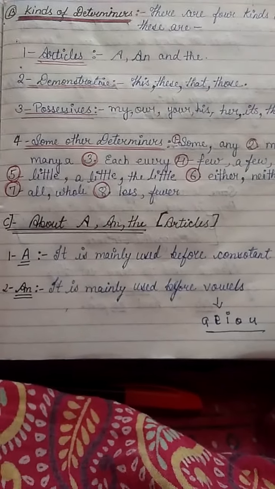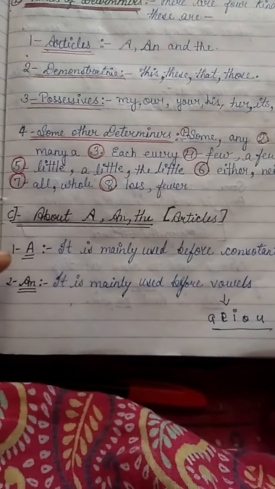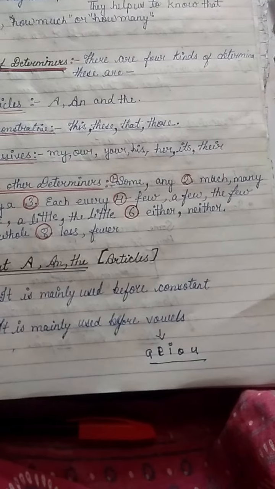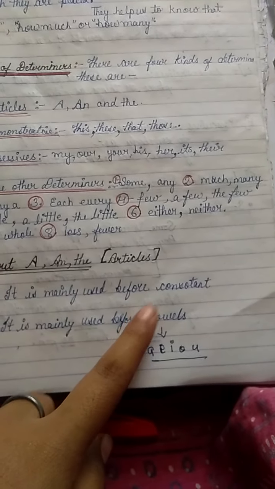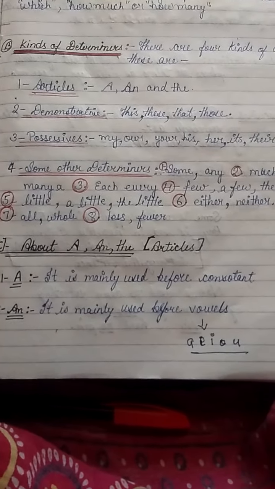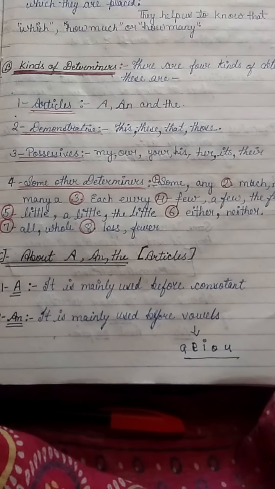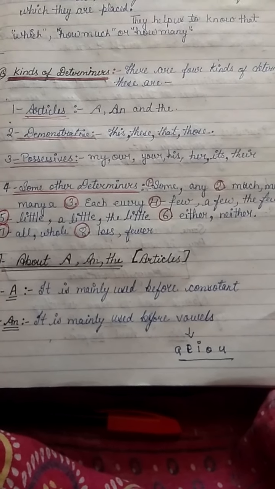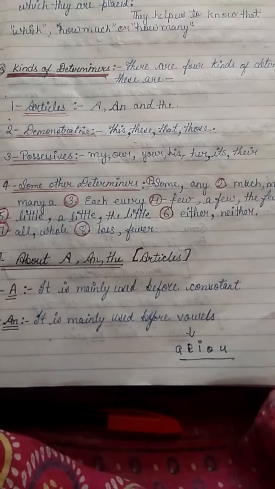Now we are going to study about the articles a, an and the. So first of all, before telling about these articles, I want to tell you about vowels and consonants. Vowels are a, e, i, o, u. These 5 letters are our vowels in the English language, and the rest of the letters are known as consonants. So a is mainly used before consonants, and an is used mainly before vowels, which are a, e, i, o, u, and the rest are consonants.